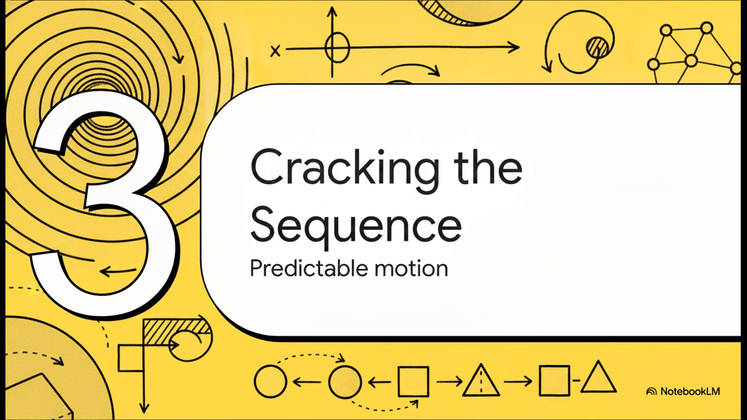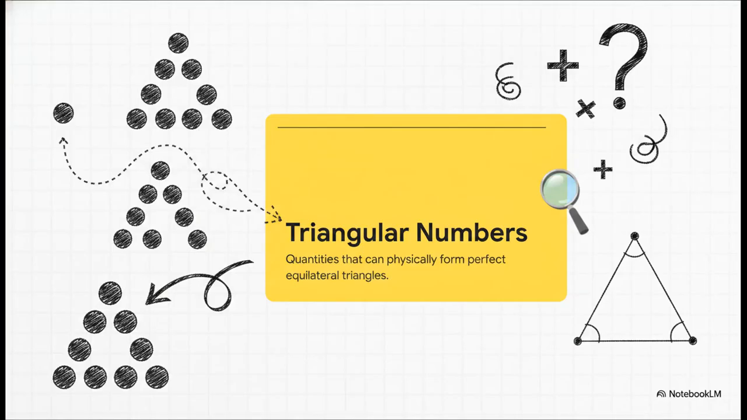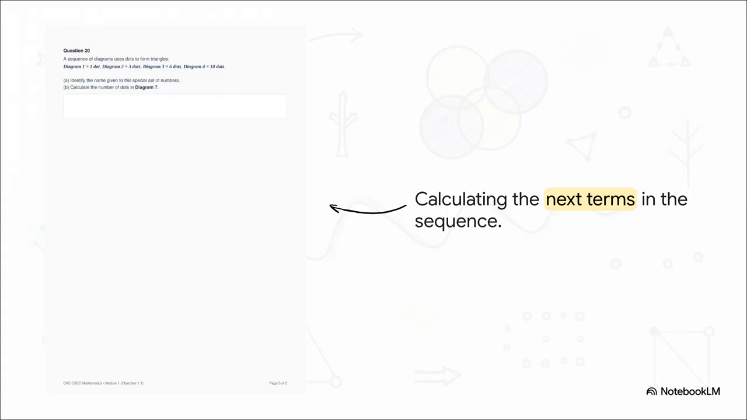Numbers in predictable motion. All right, to tackle question 20 on our worksheet, we first need a quick definition of what we're looking at. We're dealing with triangular numbers here. This is a really cool set of numbers where the quantities can physically be arranged to form perfect equilateral triangles. Check out this visual pattern straight from the source material.